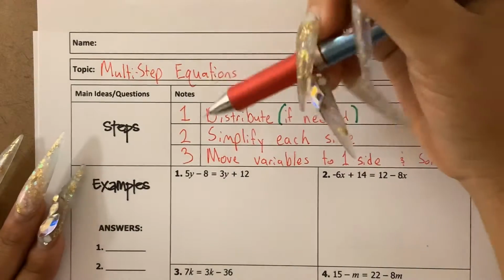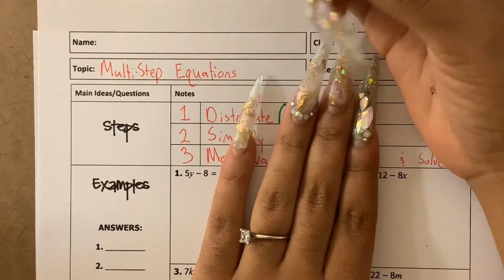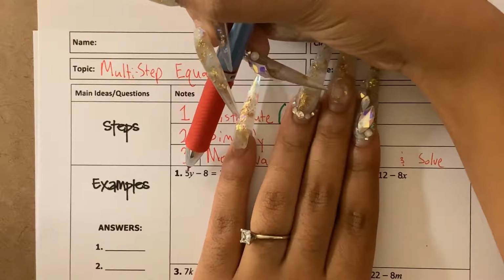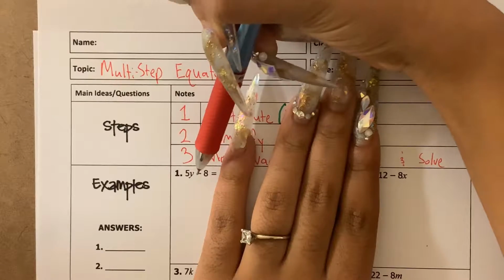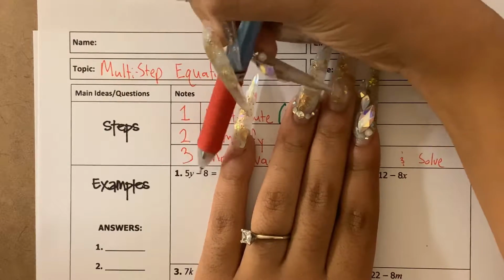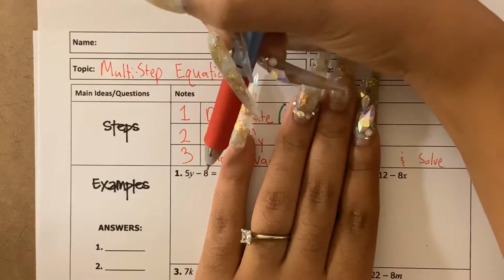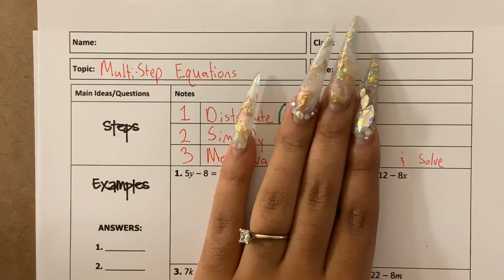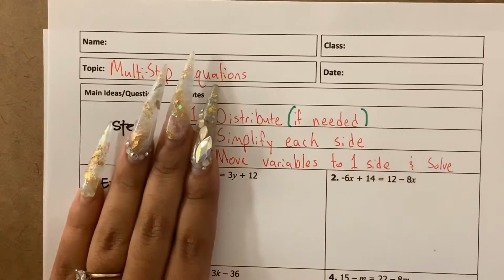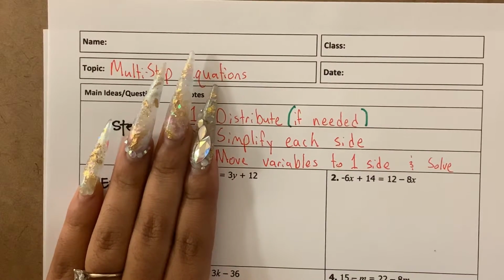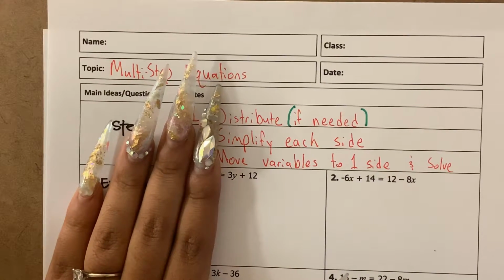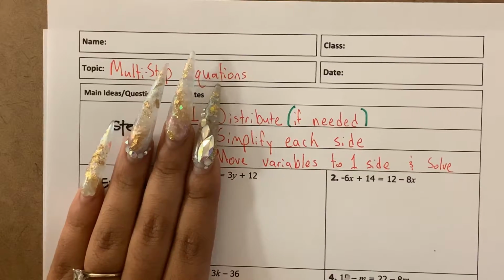When doing this, I like to cover up the left side or cover up the right side. I have 5y minus 8. Can you combine these two? No. This term has a y, this term doesn't. It's a constant with no variable. So there's nothing I can do on that side. Look at the right side. 3y plus 12. Can you combine anything there? You can't do anything to that side. You don't have any like terms.